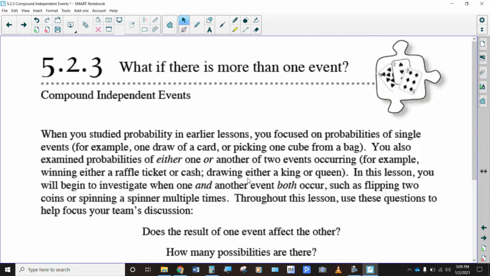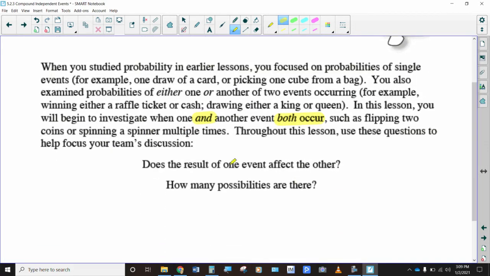And so in this lesson, we're going to start thinking about some independent events where one does not affect the other, and we're going to focus on the word and. Okay, so in this lesson, you will begin to investigate when one and another event both occur, such as flipping two coins or spinning the spinner multiple times. Throughout this lesson, use these questions to help focus our discussion. Does the result of one event affect the other? Right? That's how we determine whether or not they're dependent or independent. And then how many possibilities are there?